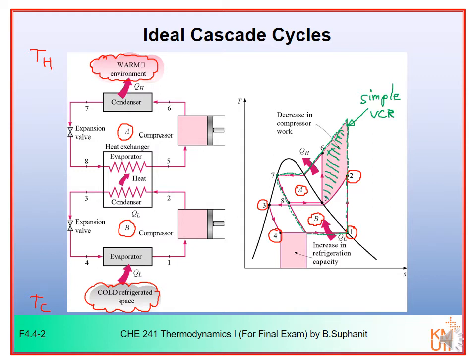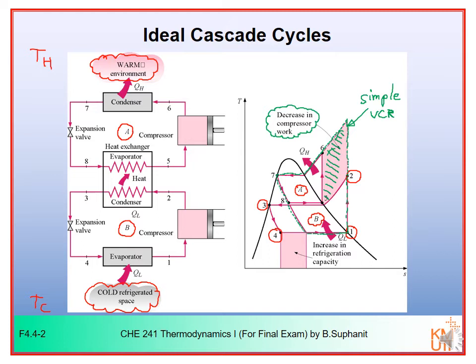You can see that the cascade cycle will have less area than the simple VCR cycle. Less area means a decrease in compressor work. So it means that in the cascade cycle, you will require less shaft work for the compressor.